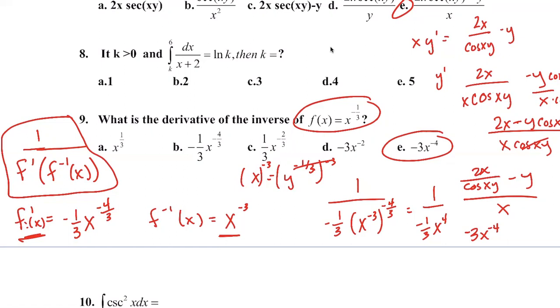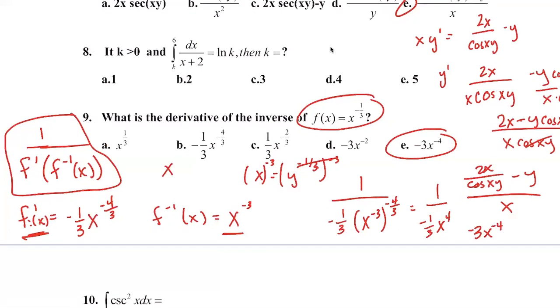So first you find the derivative of the function, and then how do you find the inverse again? That's where I got tripped up. To find the inverse, you switch x and y and solve for y. So it would be y to the negative 1/3 equals x. Then I took both sides to the reciprocal power, which makes these cancel out. So I get x to the negative 3rd.